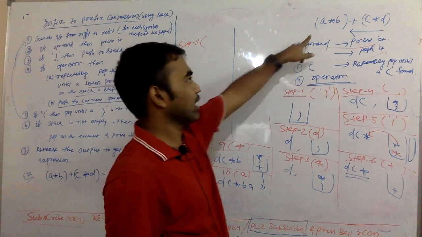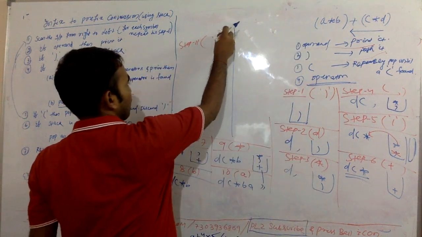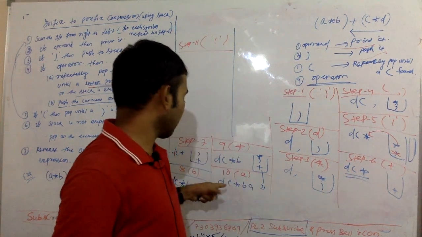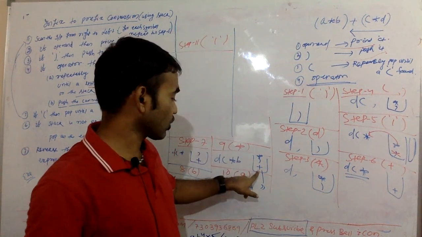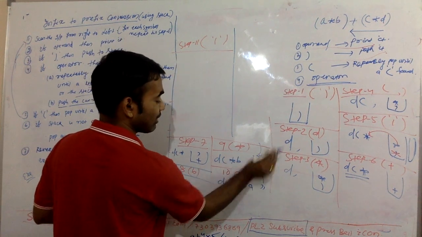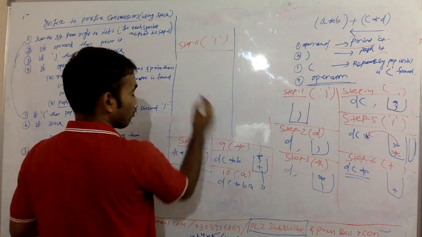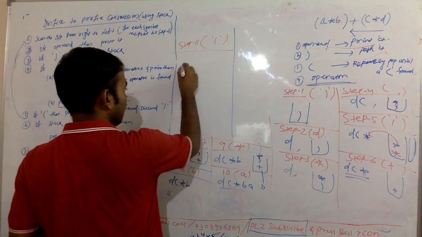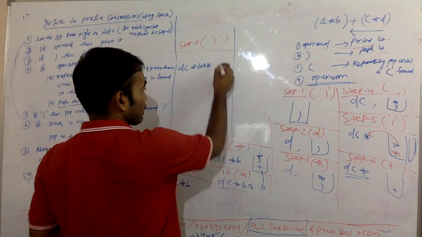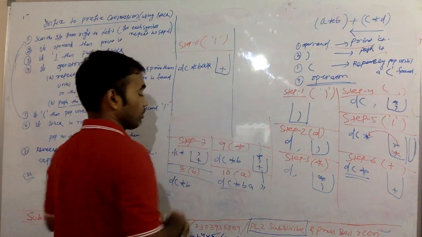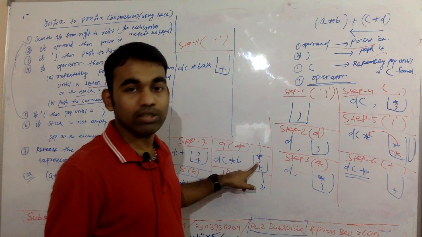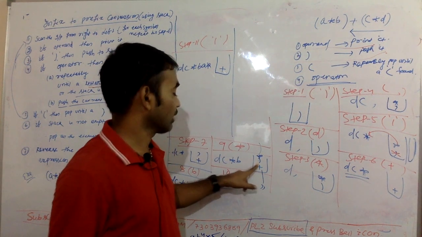So in step 11, I am getting a left parenthesis. If a left parenthesis is coming, repetitively pop until a right parenthesis is found. What is my stack structure? Stack structure is like this. So I will pop this star and I will discard this. So what will happen? The output should be like this, DC star BA, then one star will come. And the stack structure will be only plus, because I have already popped this star. And this bracket is also discarded because the left parenthesis also came now. So that's why it is also discarded.